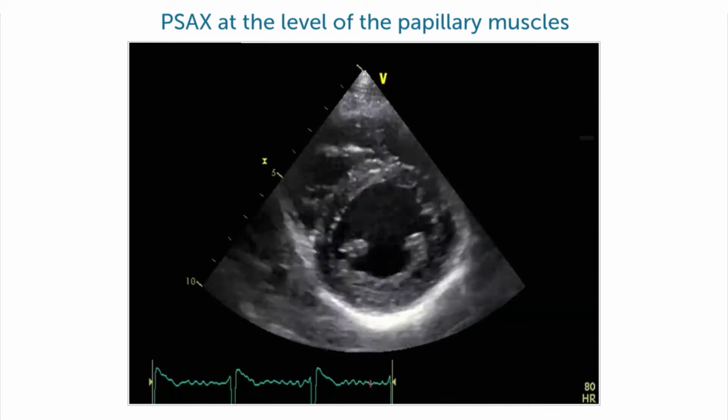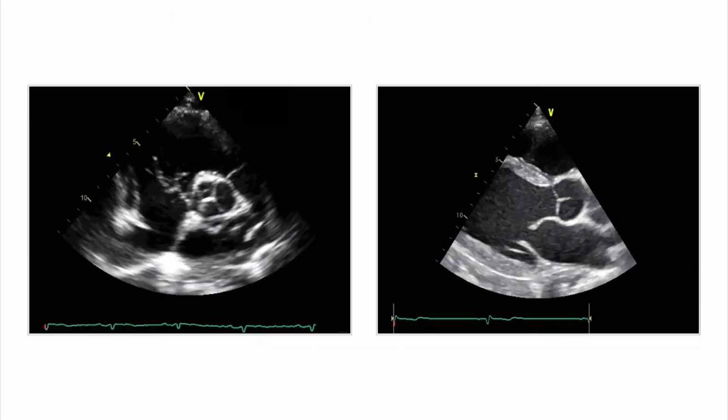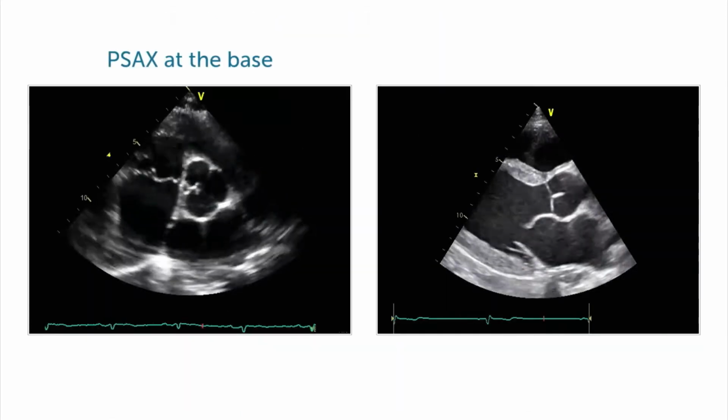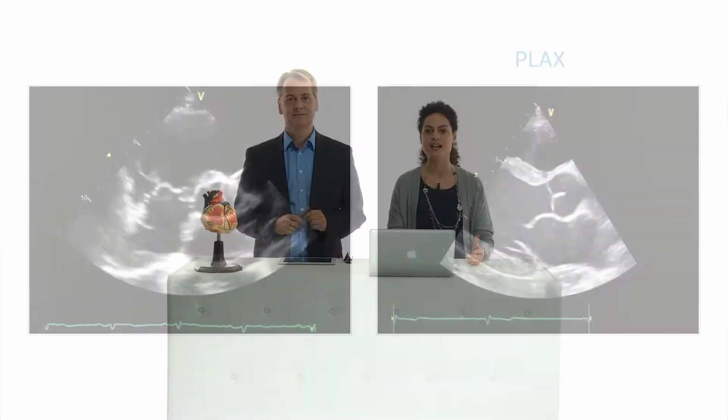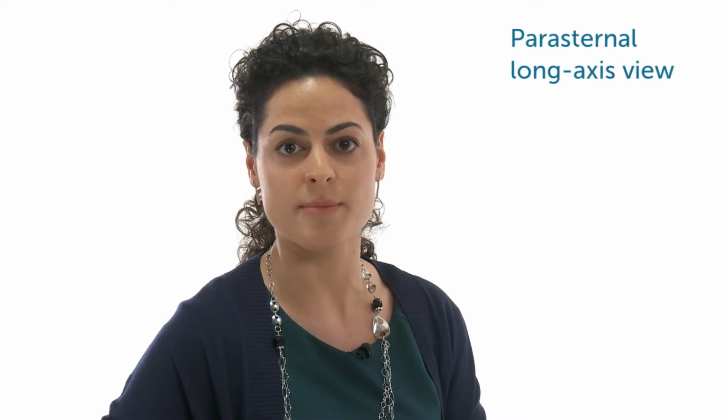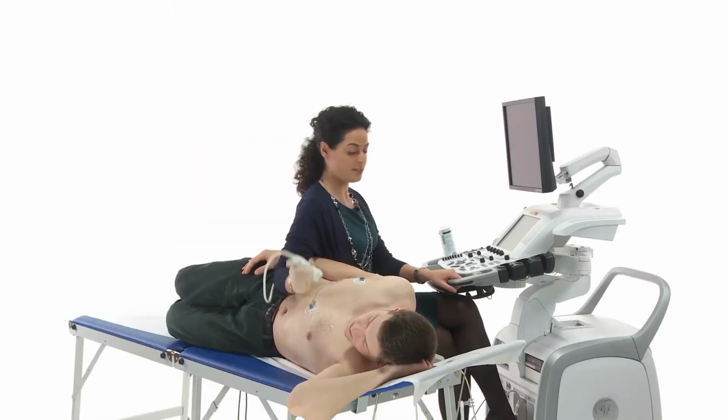You are familiar with it because when we talked about the left ventricle, you've seen the parasternal short axis at the level of the papillary muscle. And when we talked about the aortic valve, you've seen the parasternal short axis at the base and the parasternal long axis. Now, we will start with telling you more about the parasternal long axis view. You already know this view because we talked about it in the introductory course. But now we would like to go really into details and teach you more about this view.